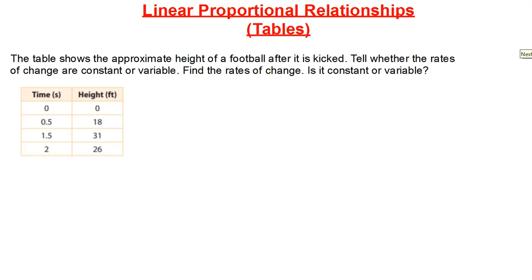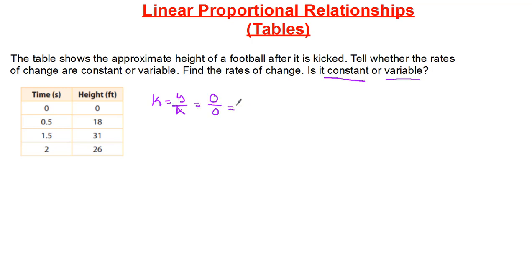Last example. The table shows the approximate height of a football after it is kicked. Tell whether the rates of change are constant or variable. Find the rates of change. Is it constant or is it variable? So is the speed of a football when it's kicked always going to be the same, or will it change? Will it start off fast and then go slow? Well, let's go ahead and find out. So k equals y over x. So we have 0 over 0.